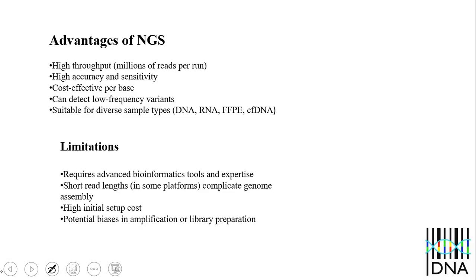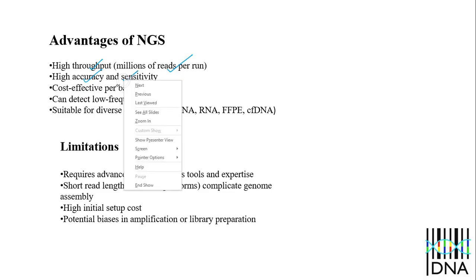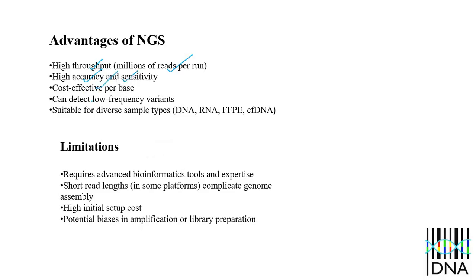Now we discuss the advantages of NGS. It is very high throughput sequencing, meaning per run we sequence millions of base pairs. It has high sensitivity and accuracy, is cost effective, can detect low frequency variants, and is suitable for diverse samples like DNA, RNA, FFPE and cfDNA.